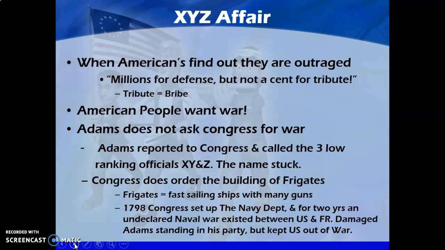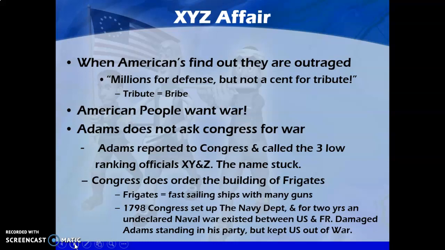John Adams will hold himself back from asking Congress for war. Adams reported to Congress and called the 3 low officials X, Y, and Z. The name sticks because he reported this in a joint session to Congress. The name stuck and it became the XYZ Affair.